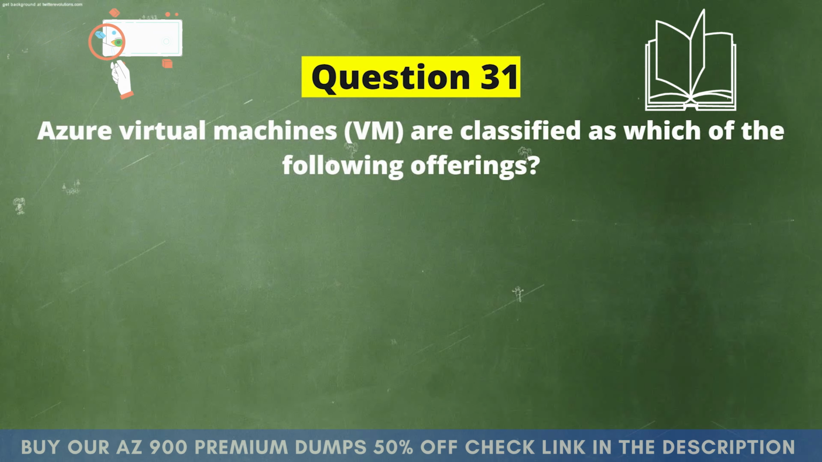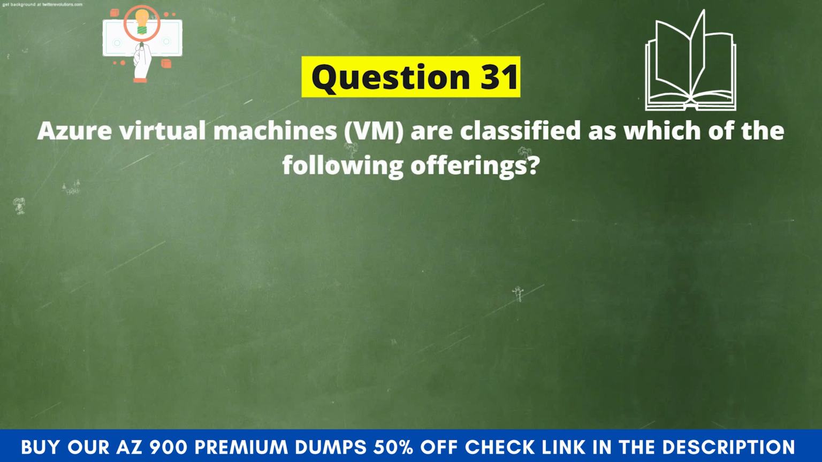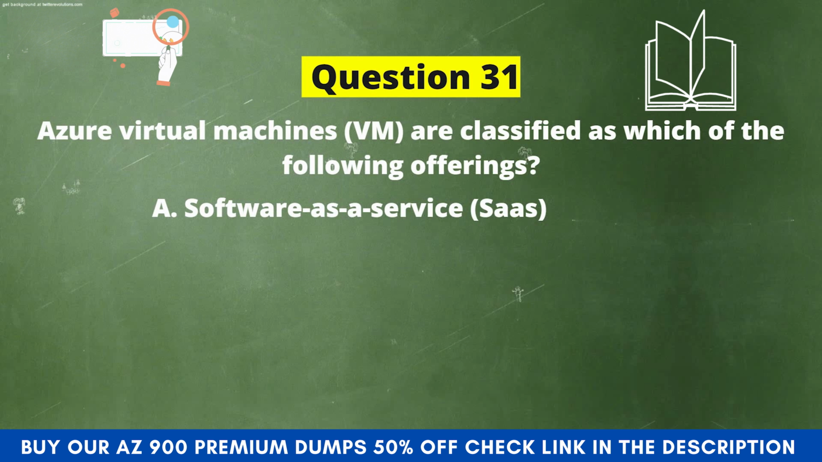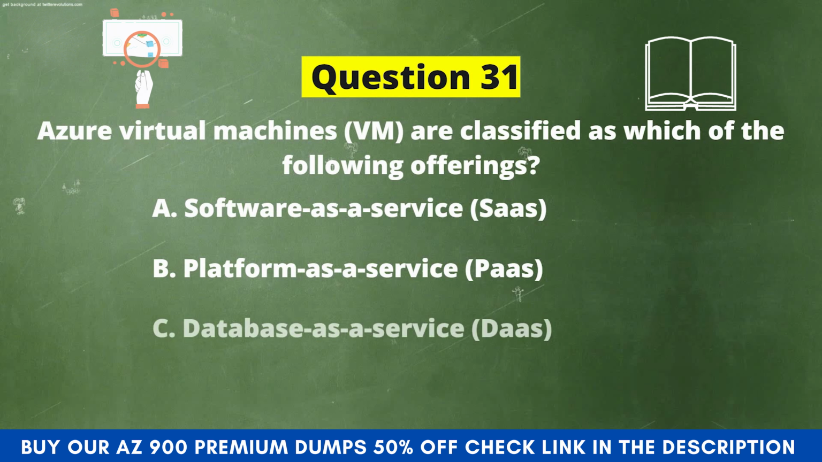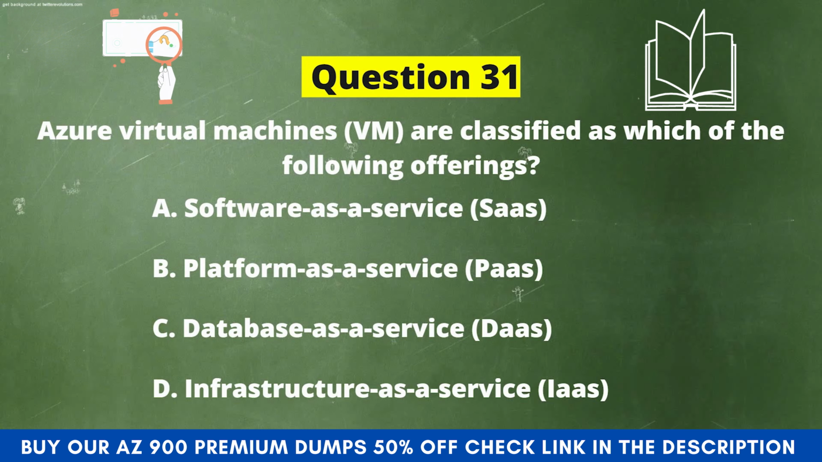Question 31. Azure Virtual Machines (VM) are classified as which of the following offerings? Option A. Software as a Service (SaaS). Option B. Platform as a Service (PaaS). Option C. Database as a Service (DaaS). Option D. Infrastructure as a Service (IaaS).